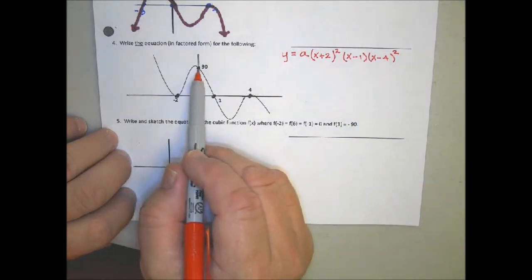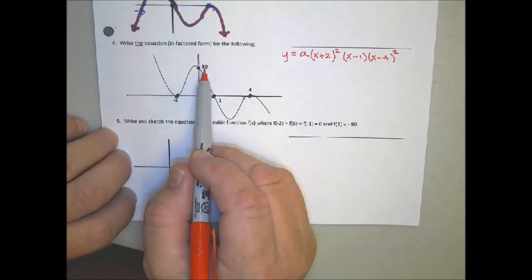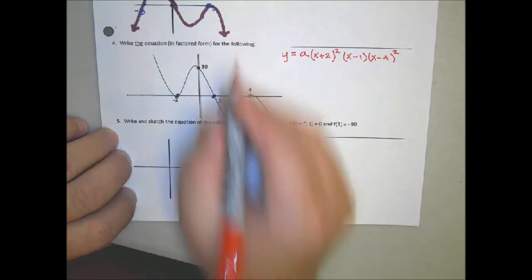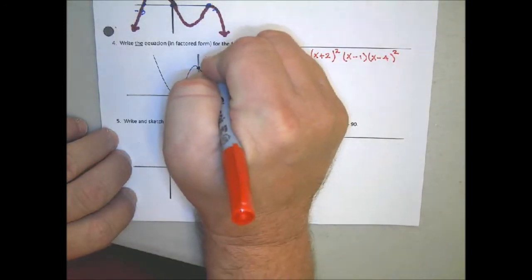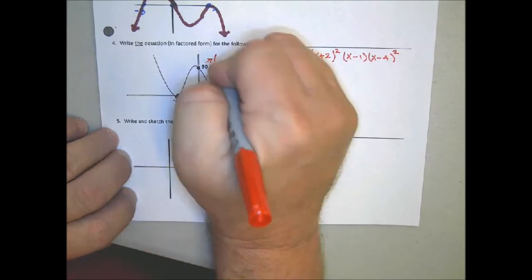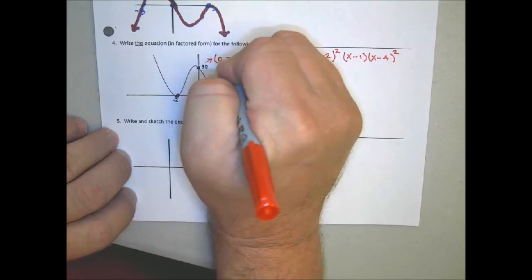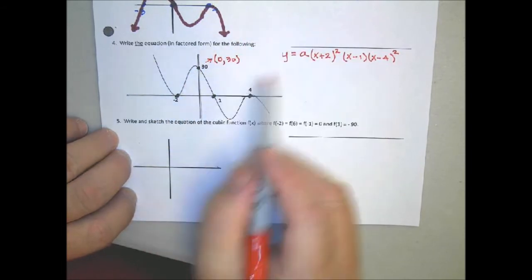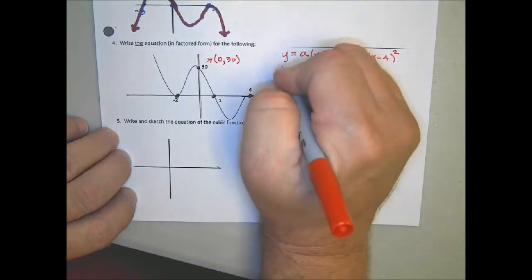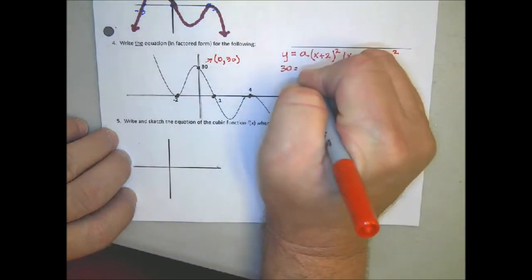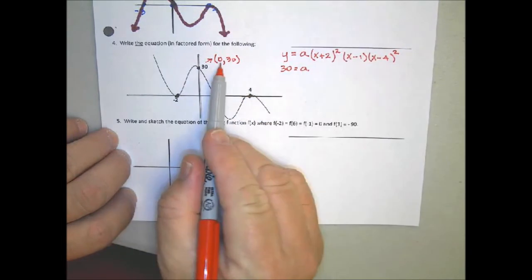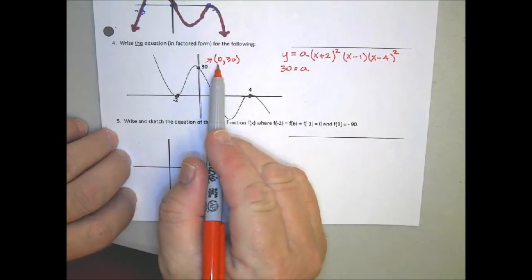The y-intercept is going to be the next piece of information we use. And critical to that point is the idea that y equals 30 when x equals 0. So you could actually think of that as an ordered pair, 0, 30. So we're going to substitute y for 30, and we're going to substitute 0 for x.